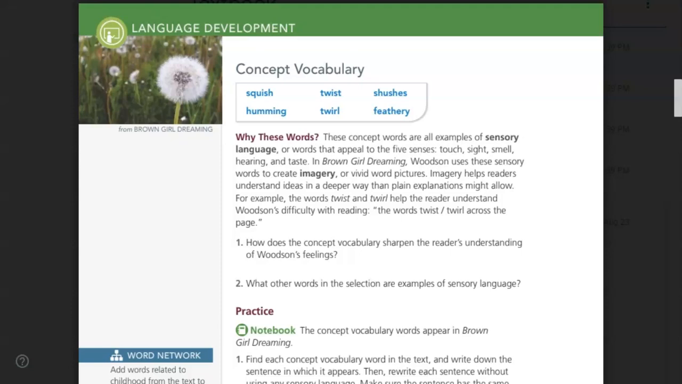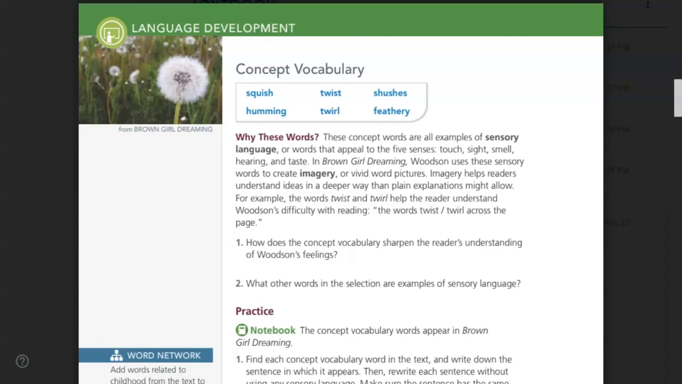So in Brown Girl Dreaming, Woodson uses these sensory words to create imagery or vivid word pictures. Imagery helps readers understand ideas in a deeper way than plain explanations might allow. For example, the words twist and twirl help the reader understand Woodson's difficulty with reading the words twist or the words twirl across the page. How does the concept vocabulary sharpen the reader's understanding of Woodson's feelings? And what other words in the selection are examples of sensory language?